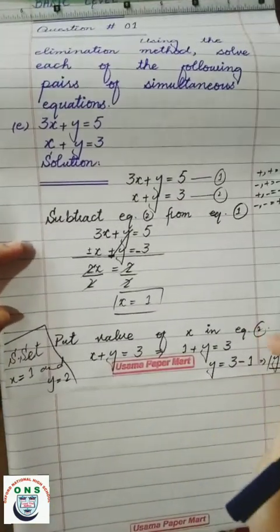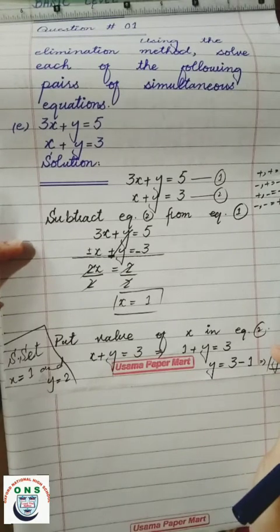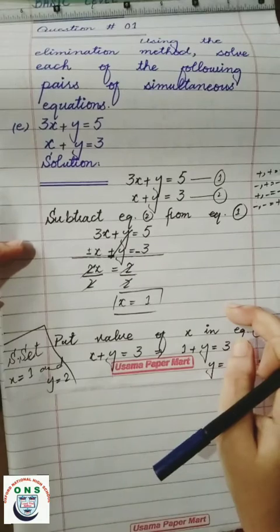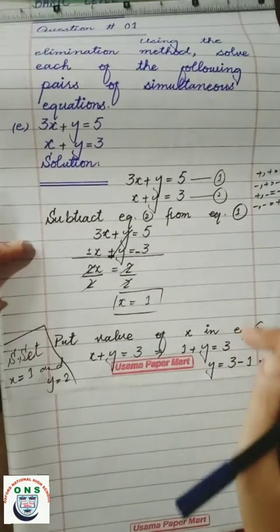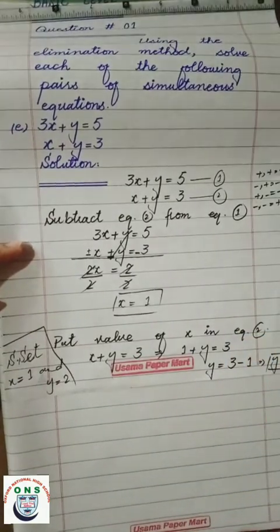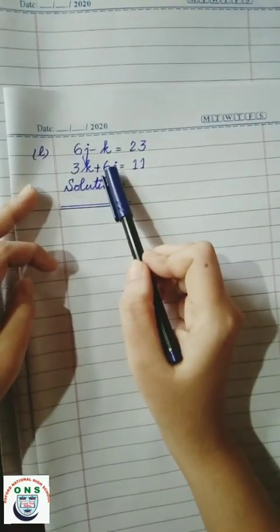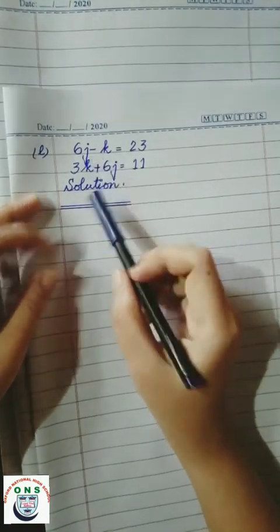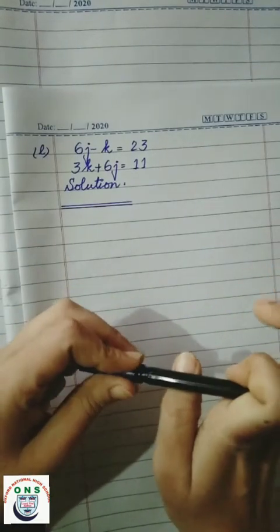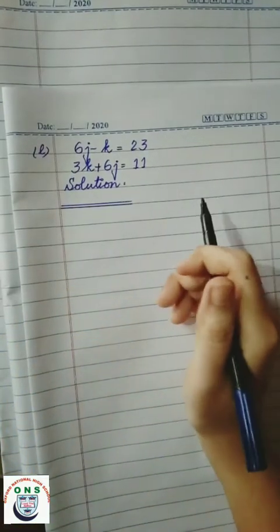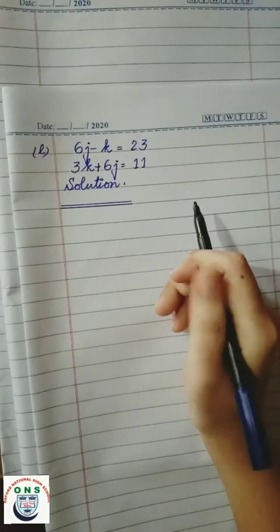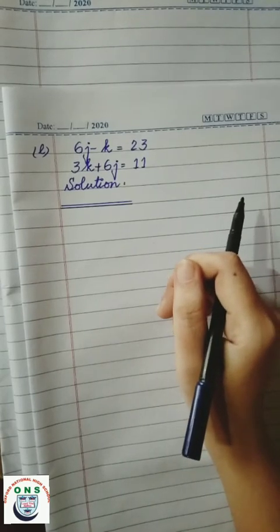Okay students, this is part E. It's a very easy question. You will practice it frequently and solve it in your register as well. Now move towards the next part. Yes, question number 1, part L. Part E I have solved for you. Part E you will practice, and the next parts you will try to solve by yourself.